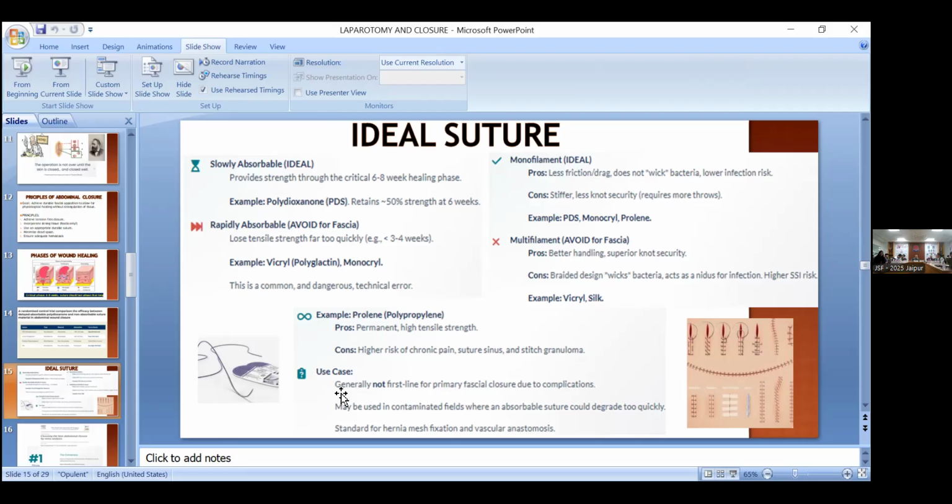Rapidly absorbable is not a good idea because it is not able to overcome the critical phase, and multifilament is a nidus for bacterial infection, so it should be avoided to prevent SSIs.